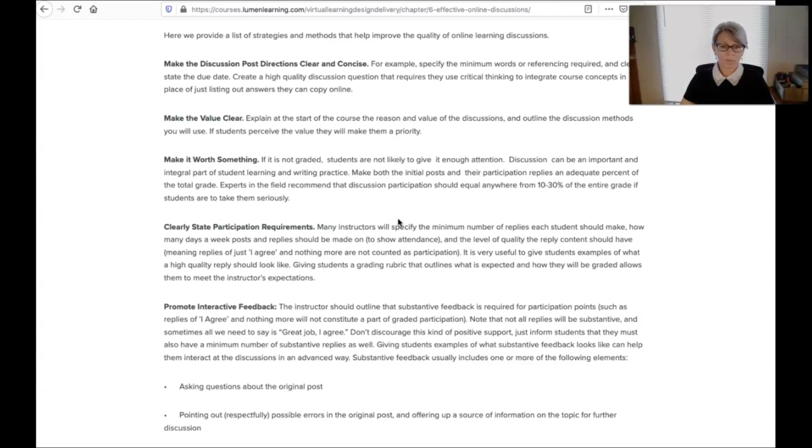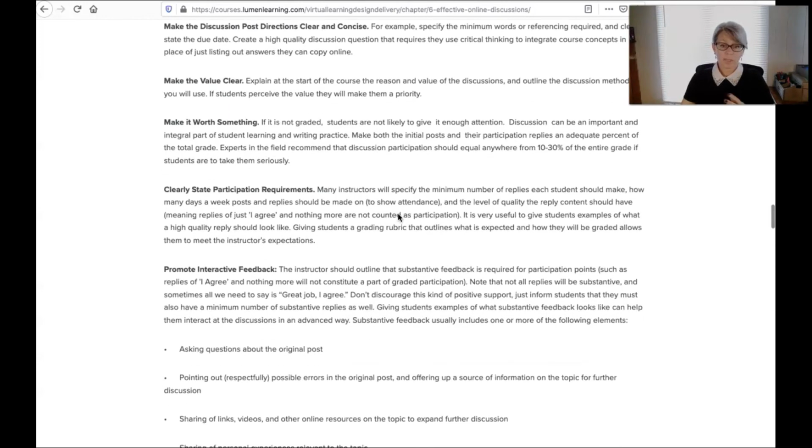Grading rubrics are really important for online discussions, and my suggestion is you go to Google and you put grading rubric for online discussion in the Google search, and a billion examples will come up to show you, and then you can use those examples to create your own rubric for your class to make it very clear what they're being graded on, how they're being graded on. Make it worth something. If it's not worth a decent amount of the grade, they're not going to take the discussion serious. So make it worth 10, 15, even 20% of their grade.